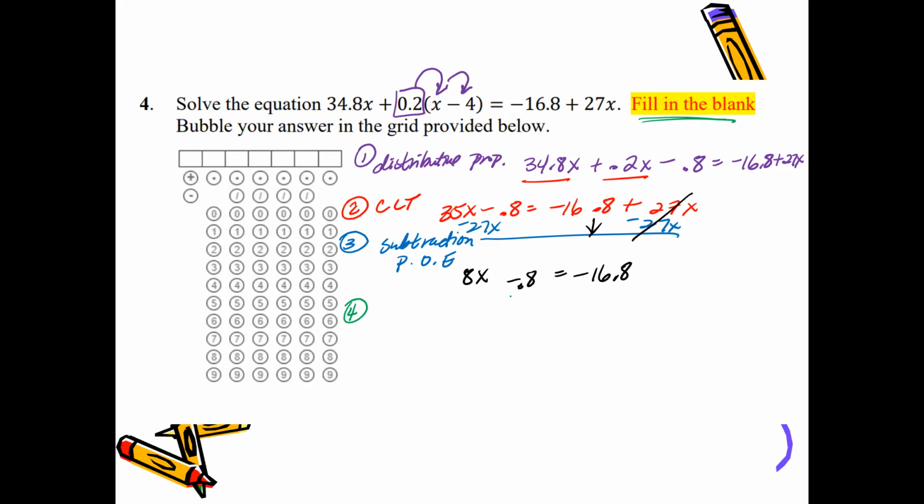Your fourth step, I got to add the 0.8 on both sides. So then your fourth step is addition, POE, or property of equality.